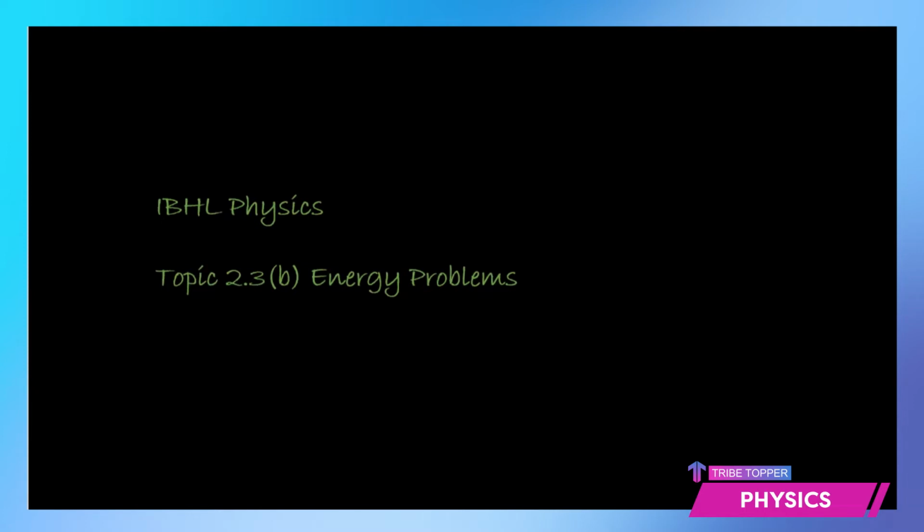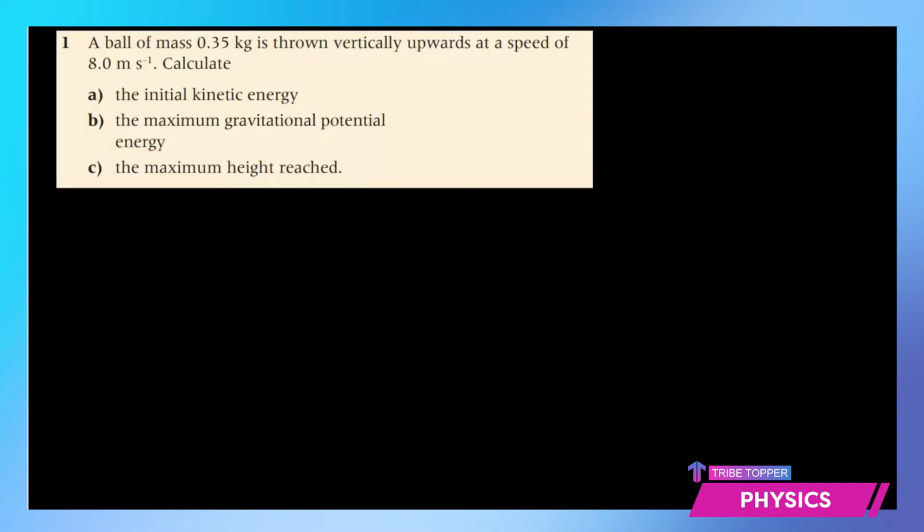In this video, you are going to learn some energy problems that are based on the applications of the law of conservation of energy. So here is our first problem. A ball of mass 0.35 kilograms is thrown vertically upwards at a speed of 8 meters per second. So let's first of all write down what is given to us till here.